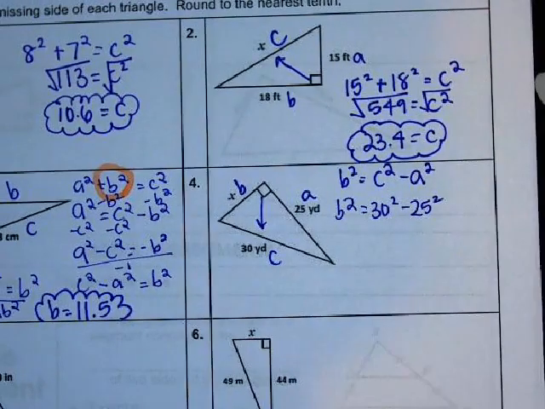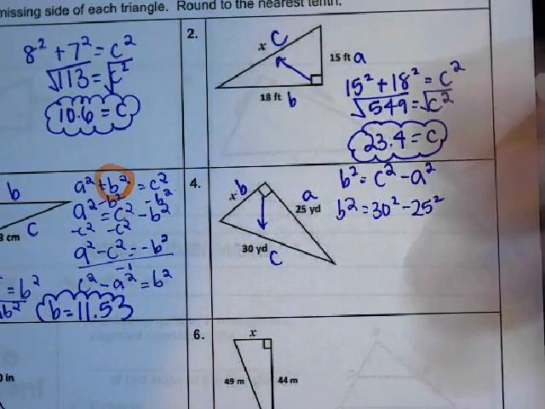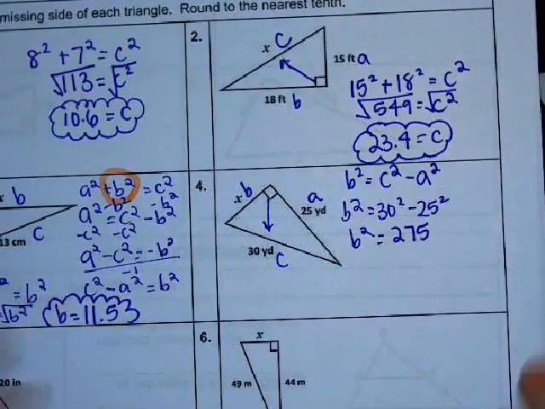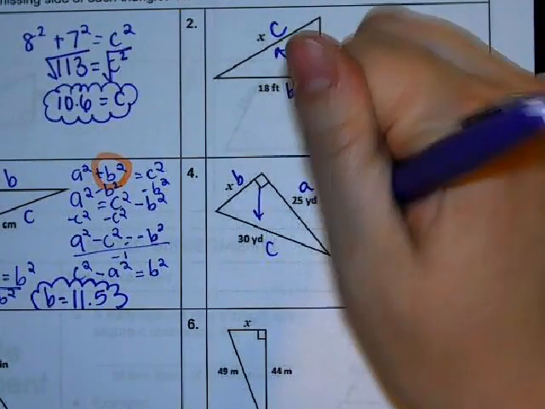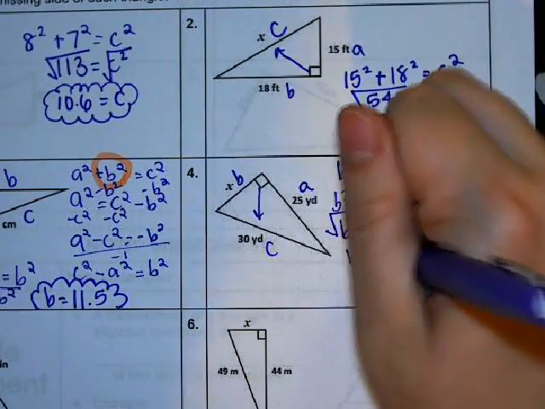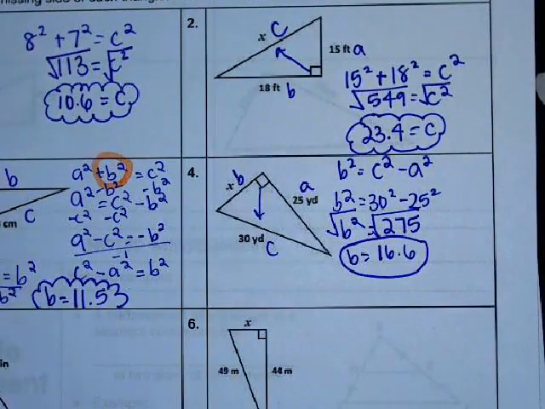When I type that in my calculator, that should give me 275. Now that I've got B squared, I'm going to take the square root of both sides. So B should equal 16.6. Remember, you're going to round to the nearest tenth, which means 1 decimal place.